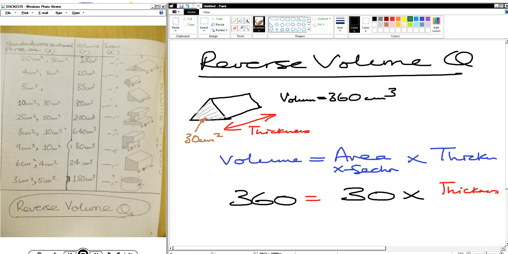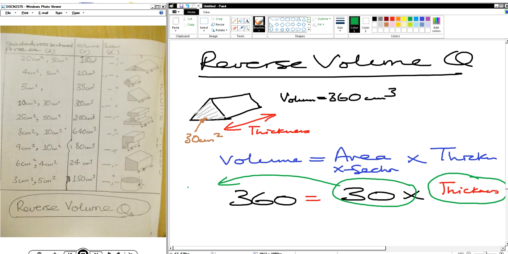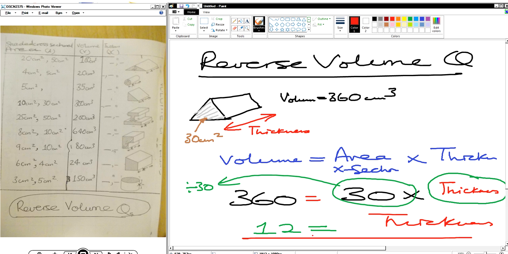Now, Fahmi, how do we work it out? How do we work out the thickness? 360 divided by 30. Okay, opposite of times by 30 is divide by 30. So 360 divided by 30 is equal to 12. So 12 is equal to the thickness. 12 centimeters. That's done. So this is called a reverse volume question, where they give you the volume, you've got to go back and work out what part of the question was missing.